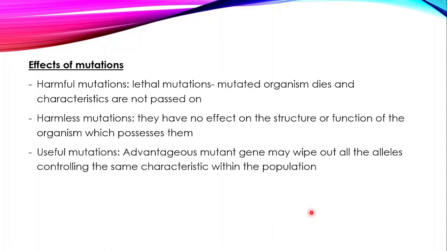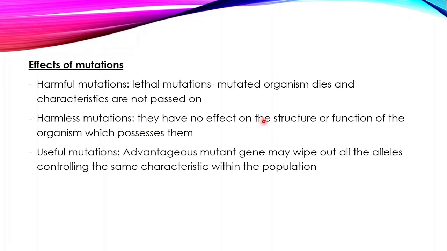Okay, then the effects of mutations. Harmful mutations are lethal mutations which cause a mutated organism to die, and characteristics are not passed on. So basically it's nature's way of making sure that this lethal mutation is not transferred or transmitted to an offspring. So it dies before it can mate and produce offspring, so before it can reproduce basically.